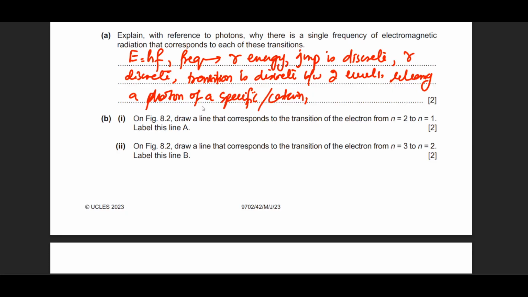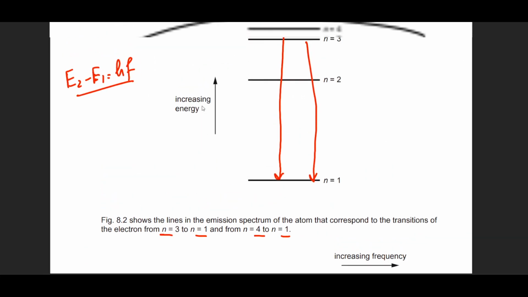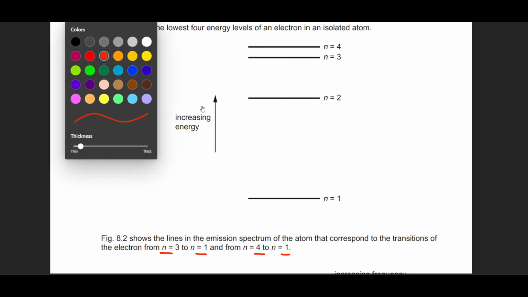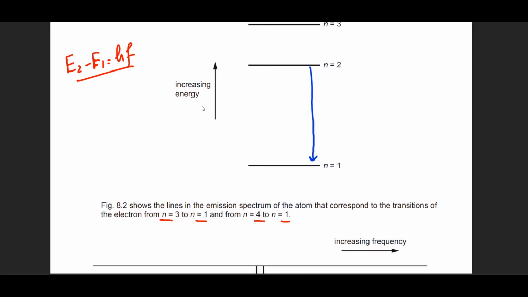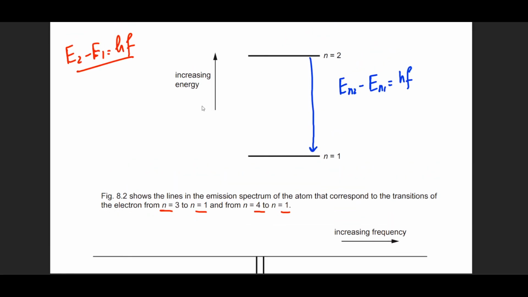On figure 8.1, draw the line that corresponds to the transition from N2 to 1 and then N3 to 2 as B. So let's move on to N2 to 1. What's it going to look like? So N2 to 1 looks like this. This is going to be the energy level of N2 minus the energy level of N1 equals h. Now, since we are dealing with the frequency, that's going to be f directly.